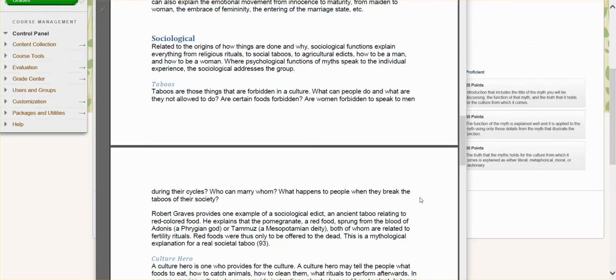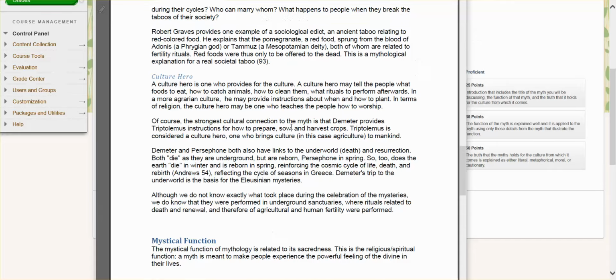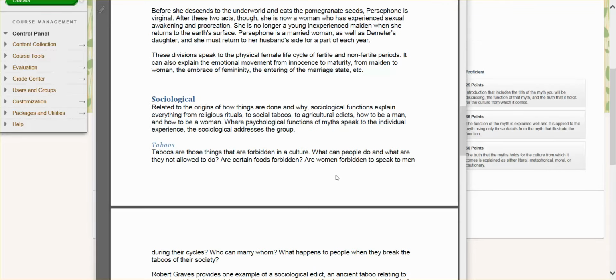Sociological myths have to do with how things are done in the society, in the group. So these are often more specific to individual cultures. Under the sociological function, I've listed a couple of subcategories like taboos and the culture hero. We'll spend more time on culture heroes later. But a sociological function could relate to what's the proper way to fish, who are we allowed to marry, how does a husband treat his wife, what kind of foods do we eat. That all falls under sociological, societal kinds of concerns.